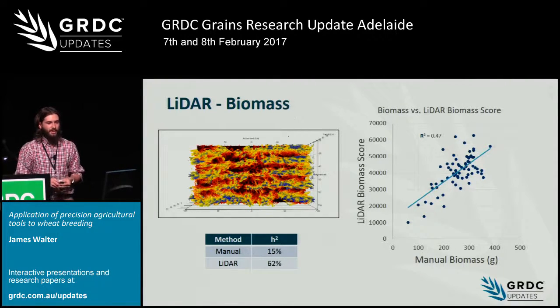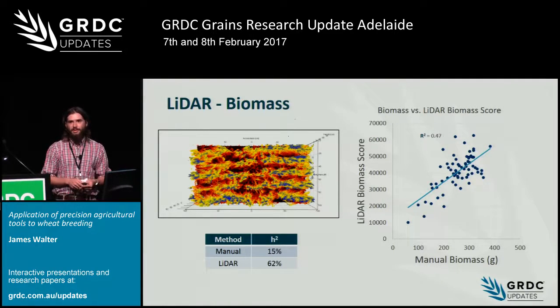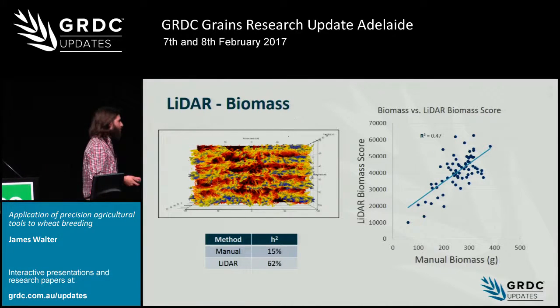And the really exciting thing about this in terms of plant breeding is when we look at the heritability, we go from 15% with the manual measurement, which is pretty average, you wouldn't really want to use it, to 62% with the LiDAR, which is really good. And it means that this data should be pretty useful within the breeding program.